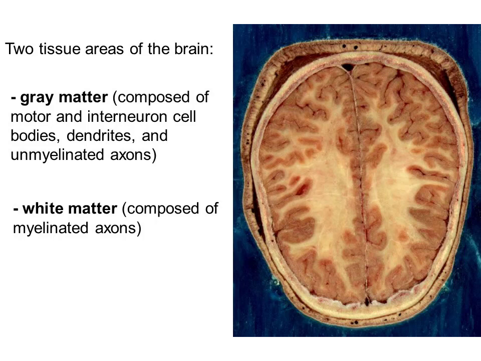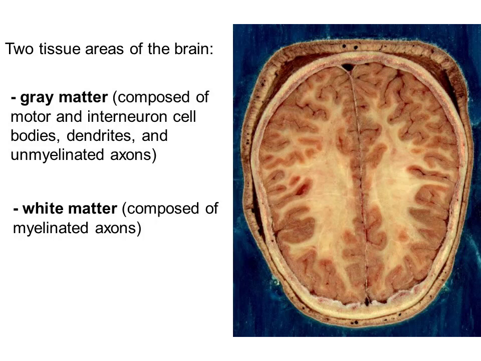Start with white matter. What gives white matter its white color? Myelination. What are the only processes of neurons that are myelinated? Maybe that's kind of a tricky question. What are the only processes of a neuron that are myelinated? The axons. Dendrites are not myelinated.